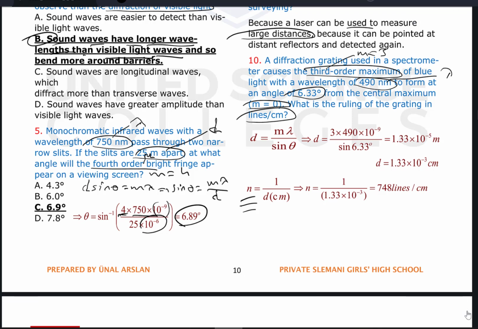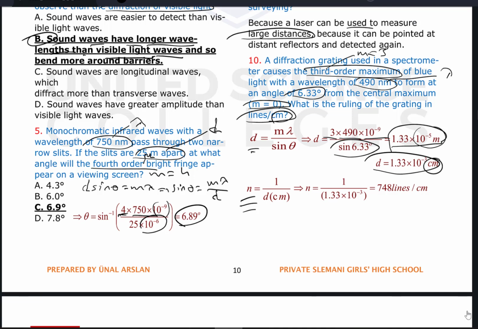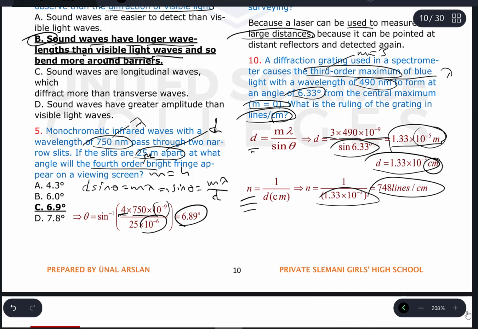So m lambda over sine theta is the equation for calculating d. m is third order. Lambda is 904 nanometers, of course multiplied by 10 to the power -9 to convert to meters. The angle is given as 6.33. So you will find how many meters this slit spacing is. Because the question is asking lines per centimeter, I am going to convert this meter to centimeter by multiplying by 100. This is the slit spacing in centimeters. After that, because n is equal to 1 over d in centimeters, d in centimeters is 1.33 times 10 to the power -3. When we divide them, we will get the number of lines per centimeter.